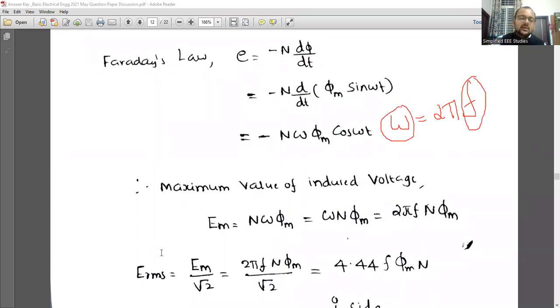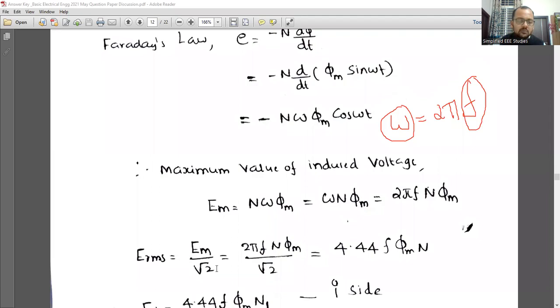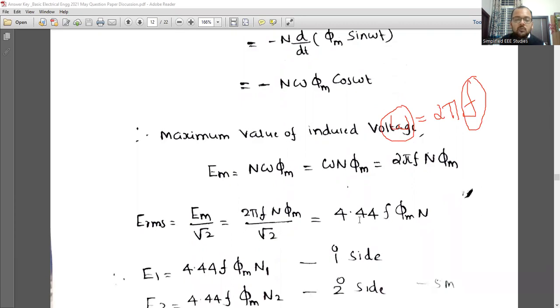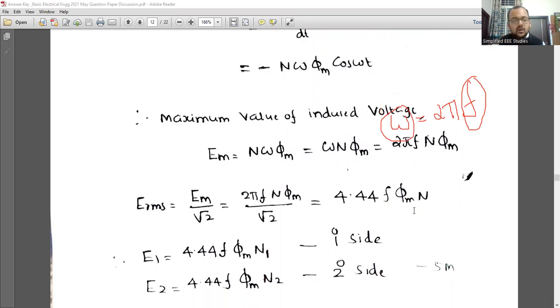Similarly, we require the RMS quantity. You know already what is root mean square value. That is E RMS. E RMS is nothing but Em by root 2. By simplifying, 2 pi by root 2 is nothing but 4.44, so E RMS is 4.44 f into phi m into N. Please note this down. You'll be getting a very simple idea. No need to take it as a complicated thing. It is that simple only.